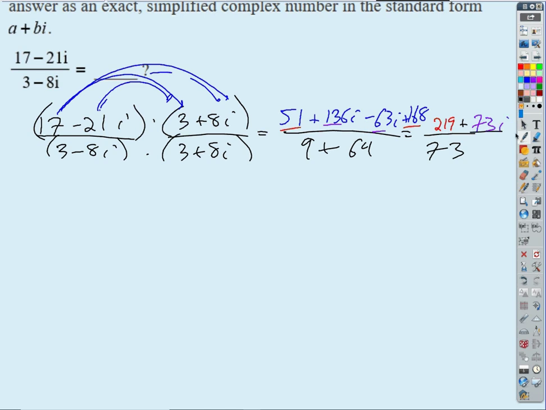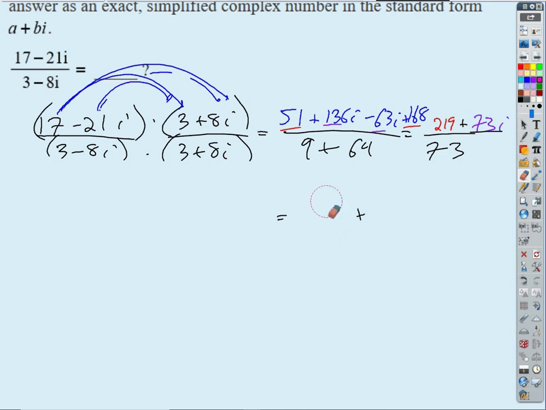I've got it, but now I just have to split it into separate fractions. So I'm getting 219 over 73, and 73 has got to be prime, doesn't it? Yeah, I think so. So we get that plus 73 over 73, which is just 1, right? But is it 219 over 73? Yeah, it is. You're right. So it's not prime. Actually, 73 is, but 219's not. Good eye.